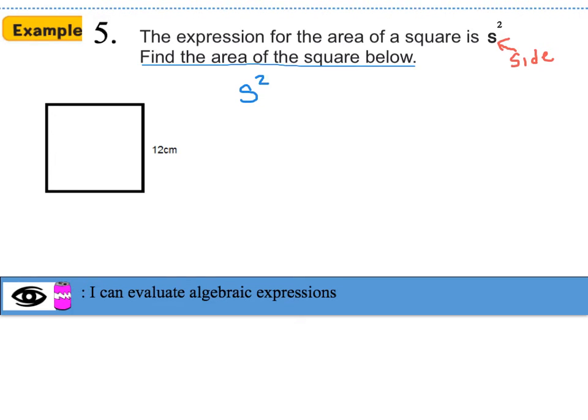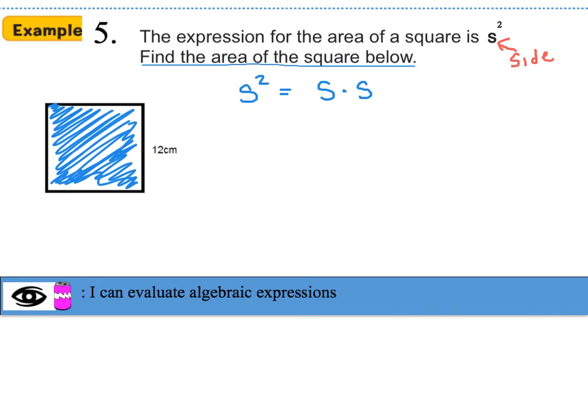S to the second power is written in exponential form. I can expand that out or write it in factor form by writing s times s, and I can solve my problem from there. Remember, the area means the space inside of the shape. So everything that I'm coloring right now is the area of the square. So I'm going to write 12 to the second power because 12 is how long one side of the square is. I'm going to multiply 12 times 12. So when I multiply it out, I get 144.